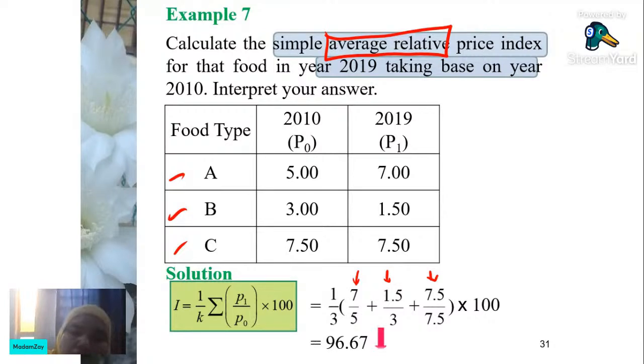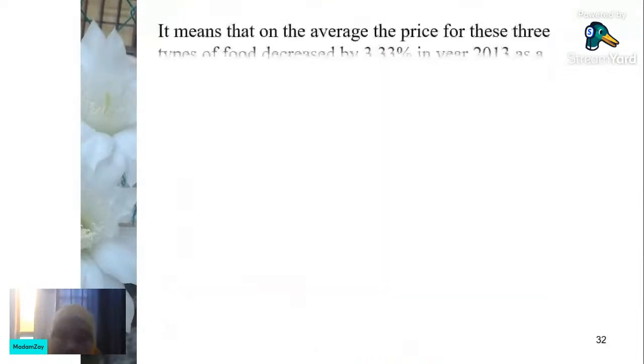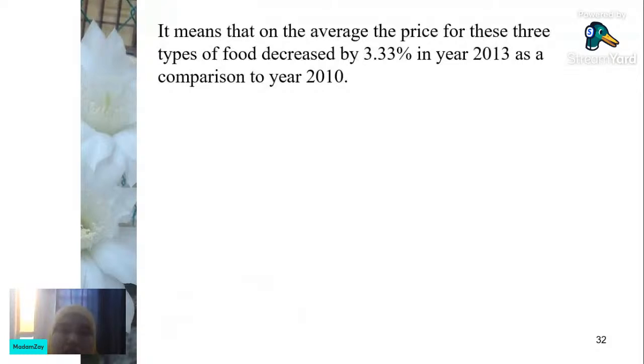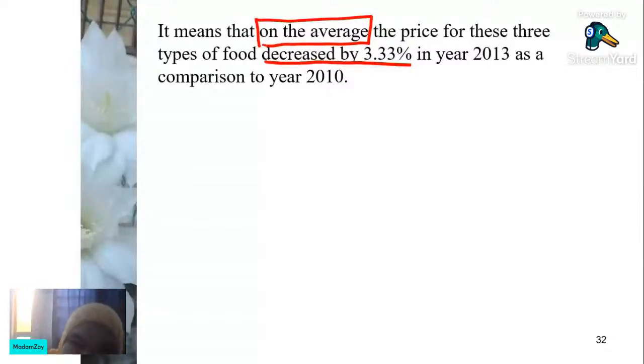Okay, so now to interpret. What is the change? Because it's less than 100, it will be a decrease. So 96.67 minus 100 will be negative, right? So a negative number means a decrease. Decrease by how many? 3.33%. So to interpret, it means that on the average, the keyword here is average because we have average relative, the price for these 3 types of food decreased by 3.33% in year 2019 as a comparison to 2010. As a comparison to 2010, that must be stated in your statement.